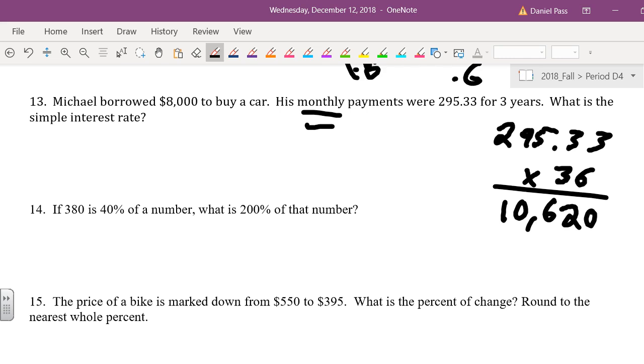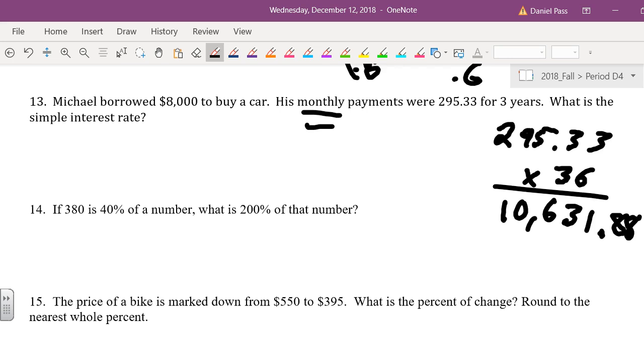Well, how come that's not what mine told me? Alright, let me see if I'm wrong. 295.33. I must have typed something wrong. You're right. 10,631.88. That's weird. I must have typed one little character incorrect. It's the cursed calculator. Okay, cool. So, now what?